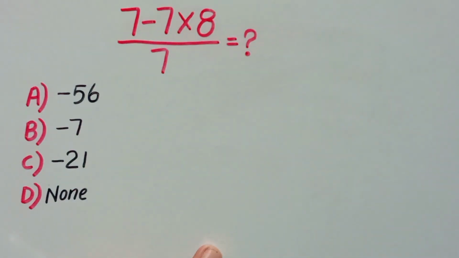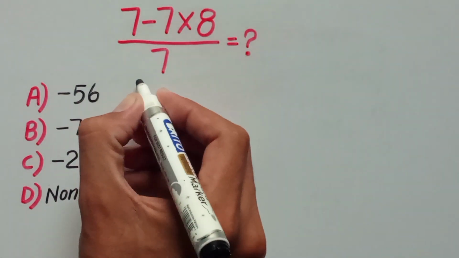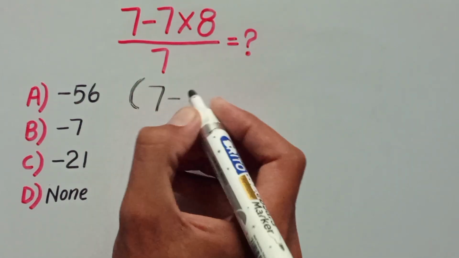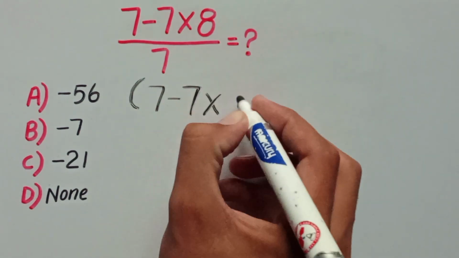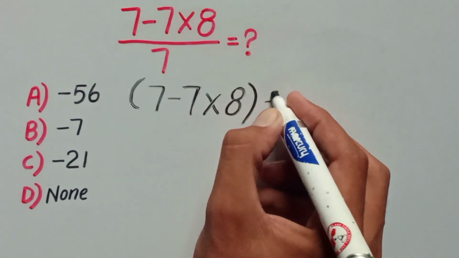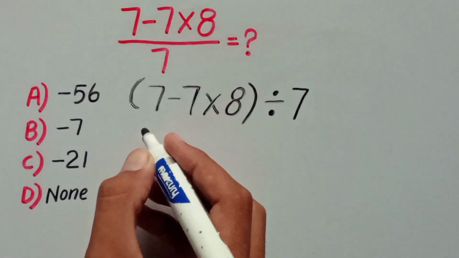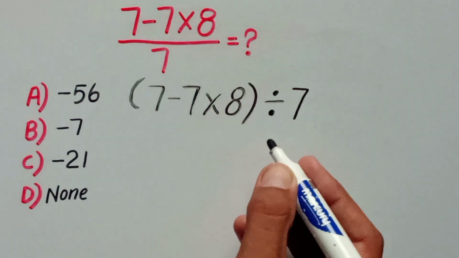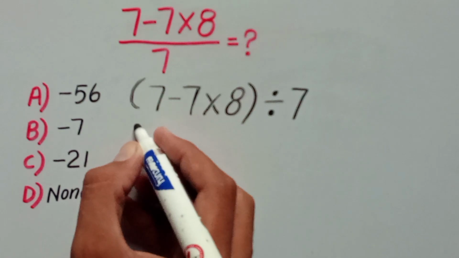Okay guys, now I can write this fraction in the form of parentheses 7 minus 7 times 8 close parentheses divided by 7. Now here parentheses have higher priority than other operations according to the PEMDAS rule. So firstly we will solve the parentheses.